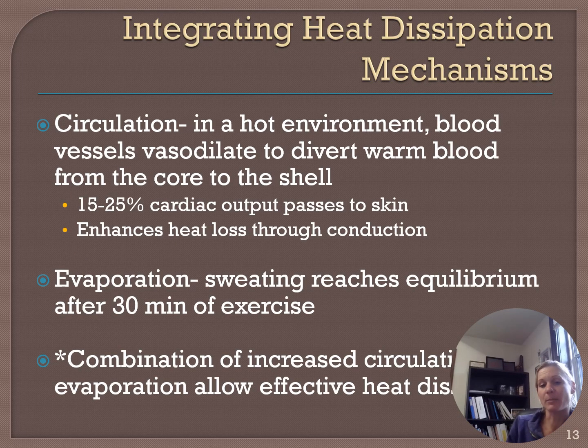So how do we integrate heat dissipation mechanisms? Okay, we talked about circulation. We also talked about evaporation. So circulation: in a hot environment, blood vessels vasodilate to divert warm blood from the core to the shell, and that's going to allow us to dissipate heat. Now, unfortunately, when we exercise we're going to have to split up our blood a little bit, right? We only have a certain amount of blood available. So 15 to 25% of our cardiac output is going to go to the skin surface, and this will allow us to enhance heat loss through conduction. However, that takes blood away from the muscle where we're trying to do some sort of work. So that can be problematic for us in that regard.